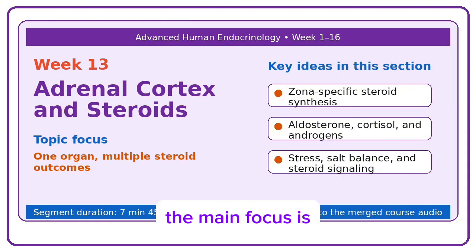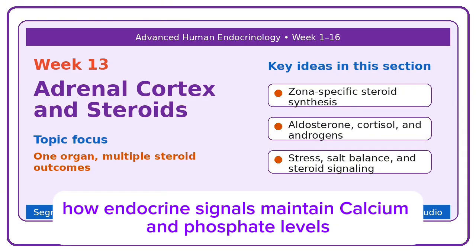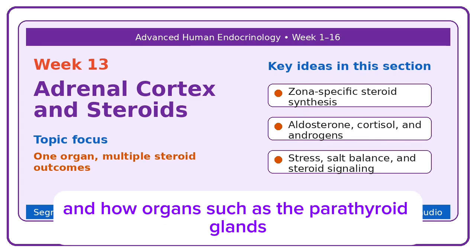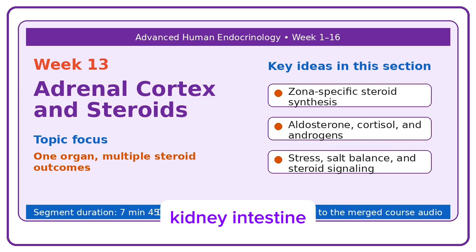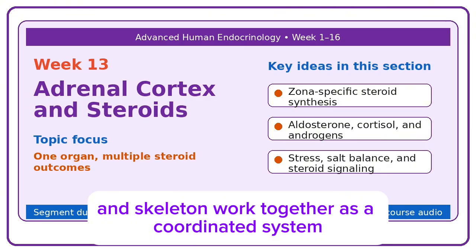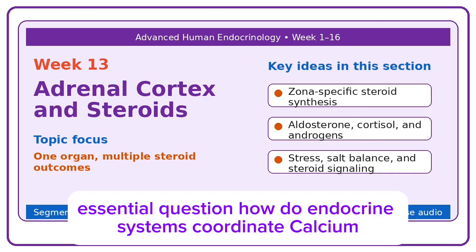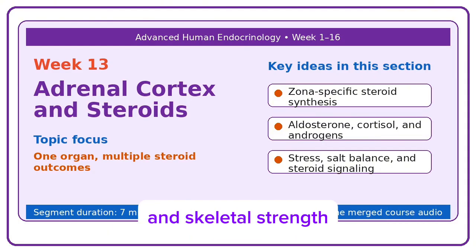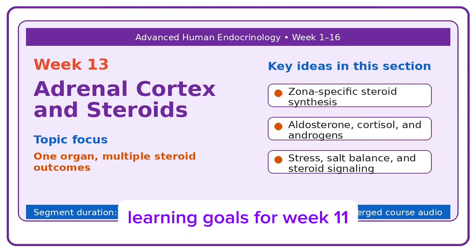In this module, the main focus is how endocrine signals maintain calcium and phosphate levels, how bone is continuously remodeled, and how organs such as the parathyroid glands, kidney, intestine, and skeleton work together as a coordinated system. Essential question: how do endocrine systems coordinate calcium, phosphate, and bone remodeling so that the body can maintain both mineral homeostasis and skeletal strength? Learning goals for week 11.